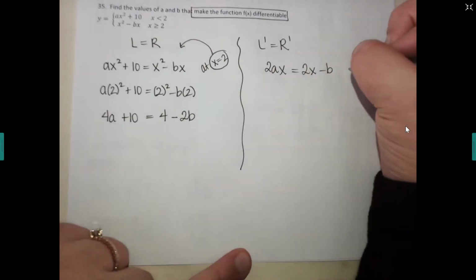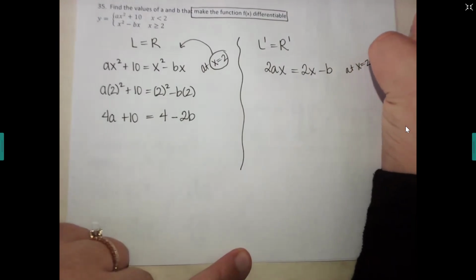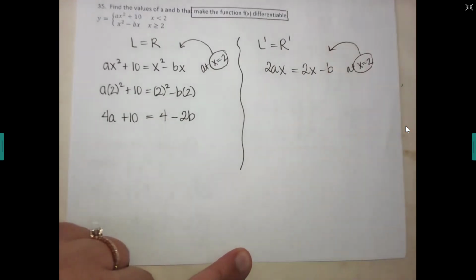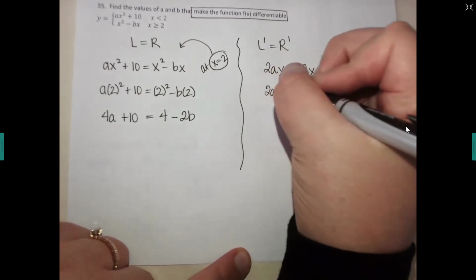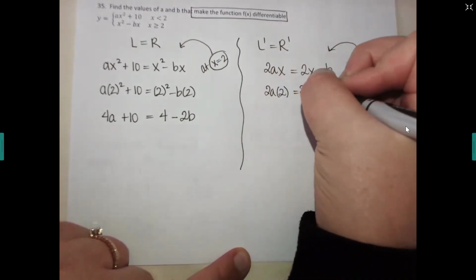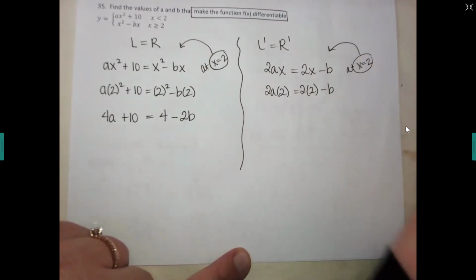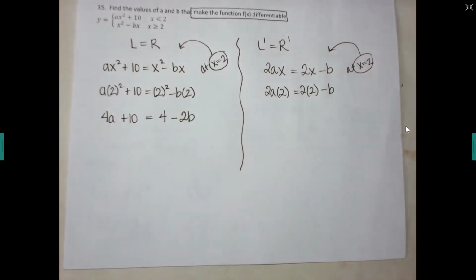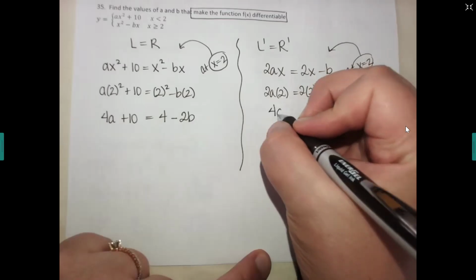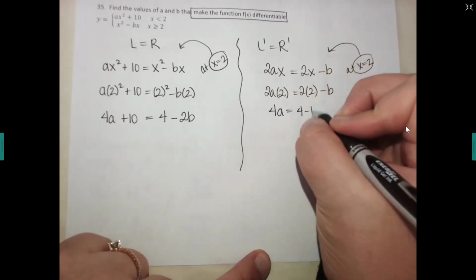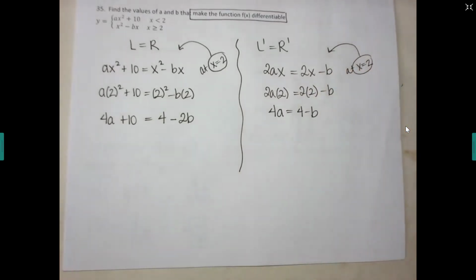Okay, then remember again, x equals 2. So this is 2a times 2, 2 times 2 minus b. Okay, from there, 2a times 2 is 4a, 4 minus b. And then when you get to this step, you want to pick either equation, it doesn't matter, to solve it for a letter.